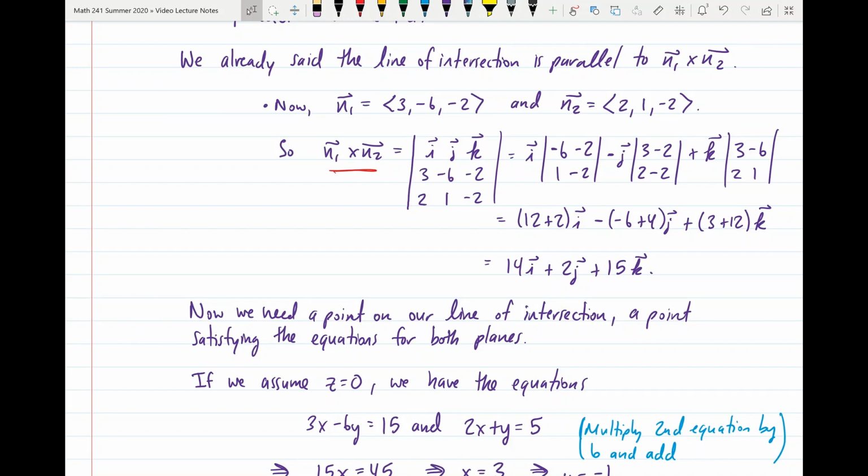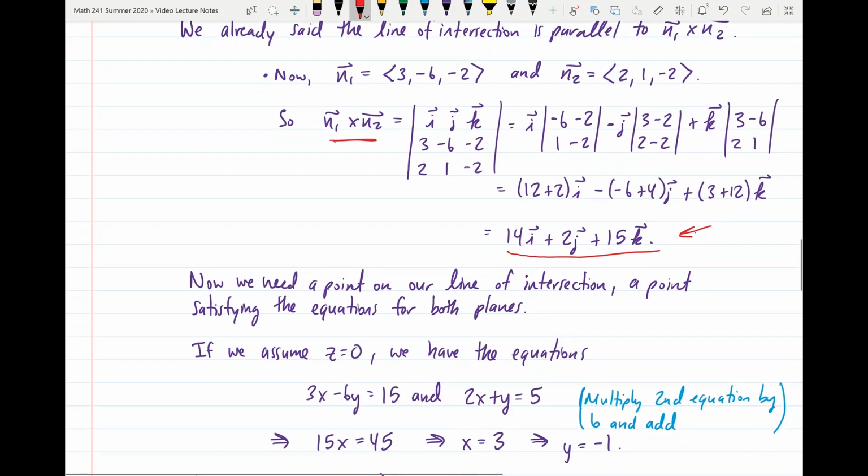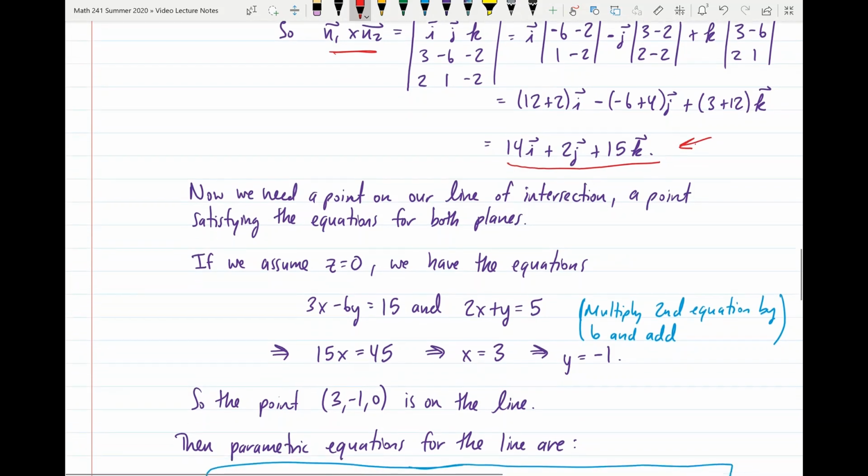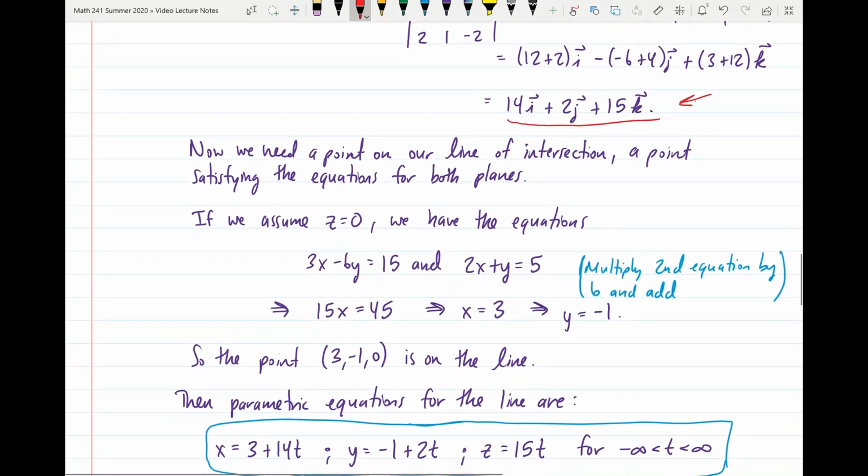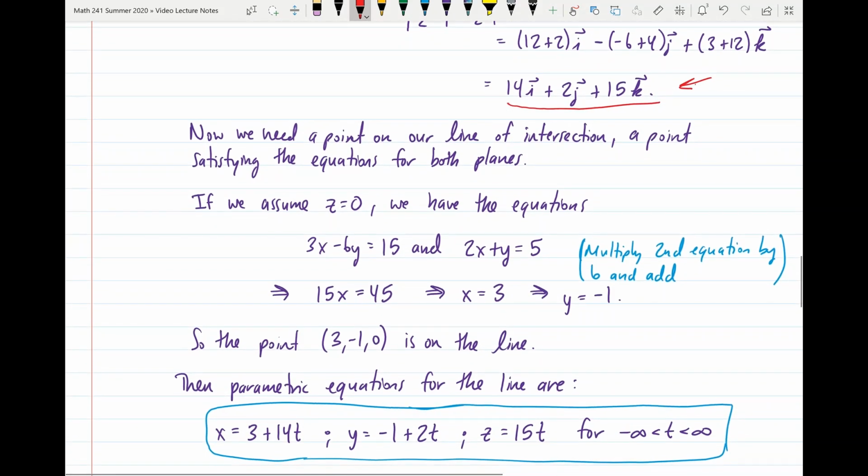After doing some calculation, we end up finding that the cross product of the two normal vectors is equal to 14i + 2j + 15k. So this vector right here is a vector parallel to our line of intersection. That's the first piece of information we need. And now we need a point that lies on the line of intersection.